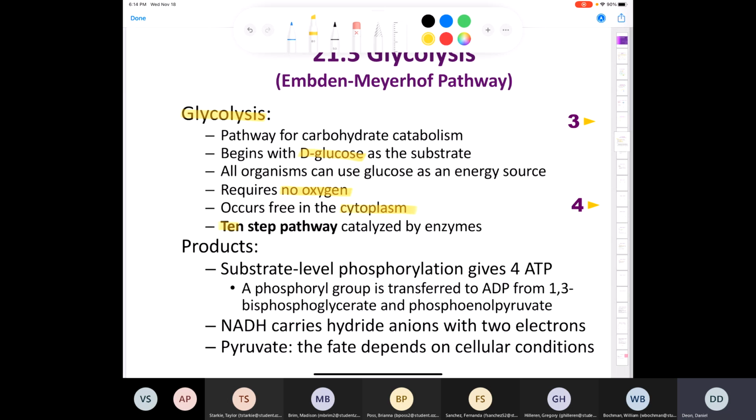Now, it's a 10-step pathway. I don't expect you to memorize all the steps, but as we follow along, I'll point out what I expect you to know along the way. Okay, it says substrate level phosphorylation gives 4 ATP. What substrate level means is just that a phosphoryl group is going to be transferred to ADP directly from another intermediate. The names of the intermediates aren't important because we're going to look at them soon enough. So we're going to end up with ATPs, and we're also going to make NADH.